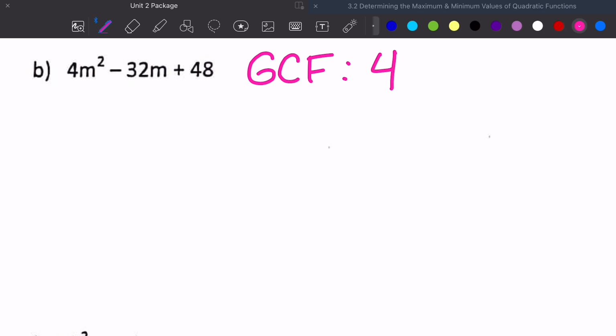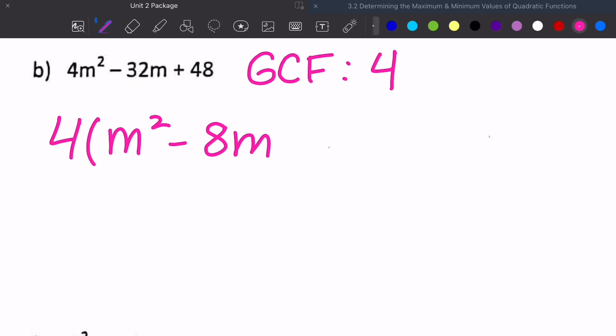4. Remember, this guy's kind of hinting. If I take out 4, what am I left with in the brackets? This term's going to turn into m squared because I'm dividing. Negative 32 divided by 4 is minus 8m. And then 48 divided by 4? 12. Quick maths. Right? So then, same thing.